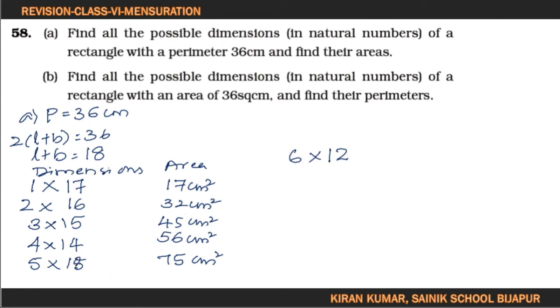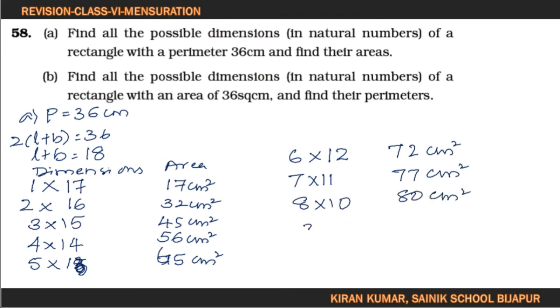Sorry, I made a mistake here, it's 5, 13, not 15. 5, 13, the product is 65 centimeter square, 6, 12, the product is 72 centimeter square, 7, 11, the product is 77 centimeter square, 8, 10, the product is 80 centimeter square, 9, 9, the product is 81 centimeter square. If you add length plus breadth in the first column, you'll be getting 18. This is the answer for the subpart 1.